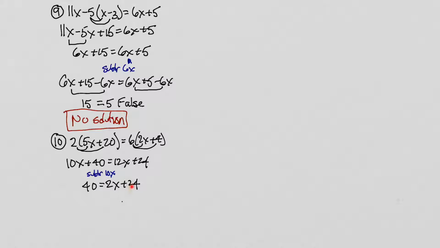Eliminate the 2 and the 24, but in what order? Addition and subtraction, eliminate first, and then multiplication and division. So let's subtract that 24. The plan is to subtract 24 right there.